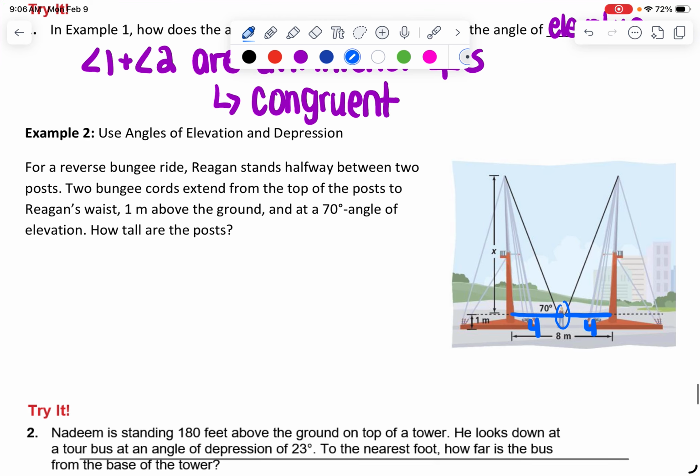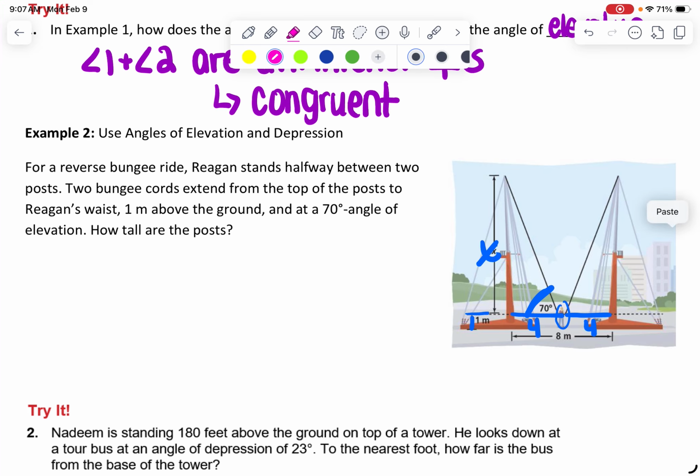Then it says 2 bungee cords extend from the top of the post to Reagan's waist, 1 meter above the ground. So in other words, the post is here, that's 1 meter above. And then it says add a 70-degree angle of elevation. How tall are the posts? So in other words, your angle of elevation is here, 70, and we're trying to figure out x there. So we're going to do what we did before. What I'm going to do is point out this triangle here, so I'm going to highlight it. Right here, we have this triangle, and this is a right triangle.